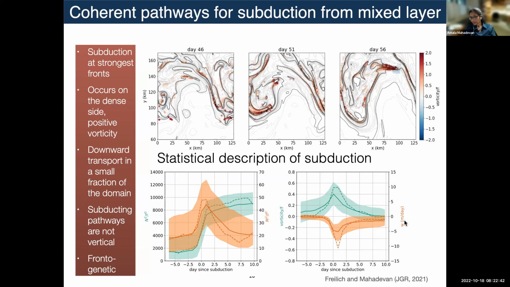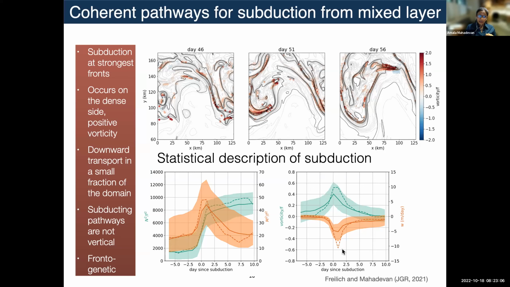Similarly, you can look at the vertical velocity and the vorticity on these particles, and you can see that the vorticity increases as the particles come into the fronts. And as they come into the fronts, that's the region of strongest positive vorticity, and then it decreases as they subduct out of the mixed layer, and the vertical velocity increases as it comes to the front.